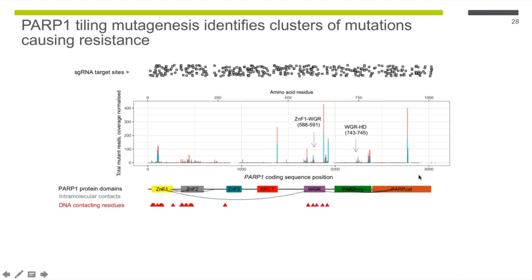And again, not very much in the catalytic domain, except for this one sort of hotspot here, which is not the active site. And again, this is probably expected to some extent, because you'd expect mutations that disrupt the catalytic domain to result in constitutively trapped PARP1, which might be very toxic to the cells.